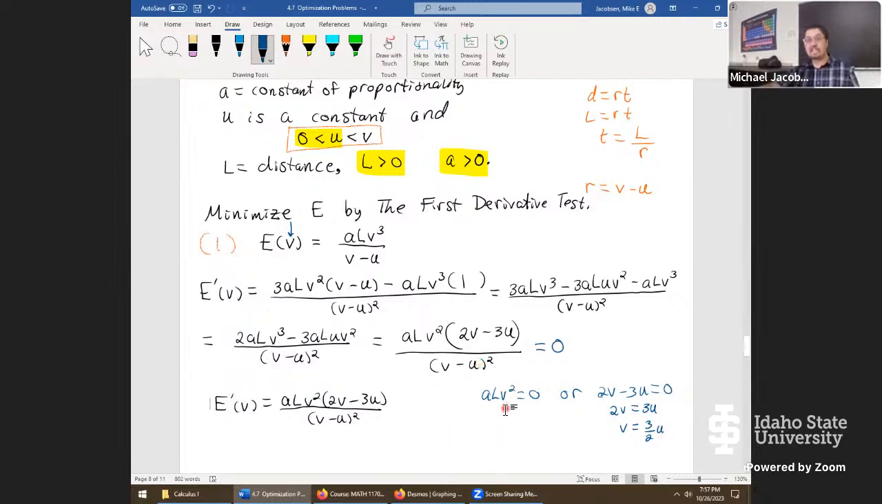Well, let's now go to this equation. Only one way to solve it: V has to be equal to 0. That's alarming. We have two critical numbers. But back up here, V was positive. It's the speed of the fish. If it was 0, that fish is dead and it's getting swept away. So we throw that away and we can say V equals 3/2 of U is the critical number.